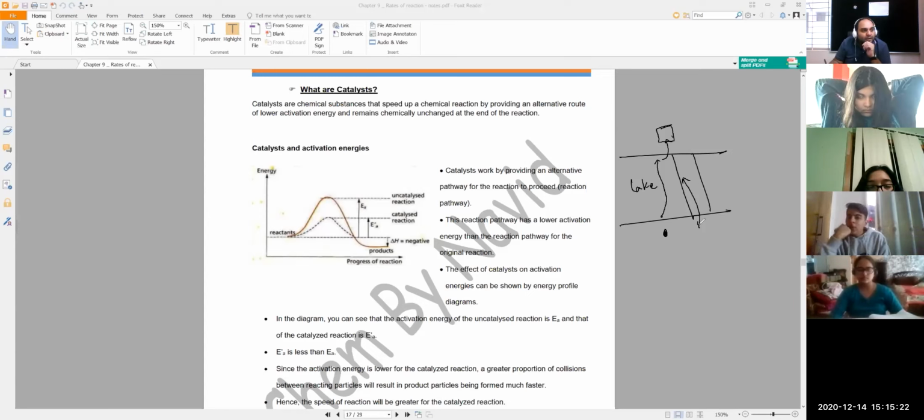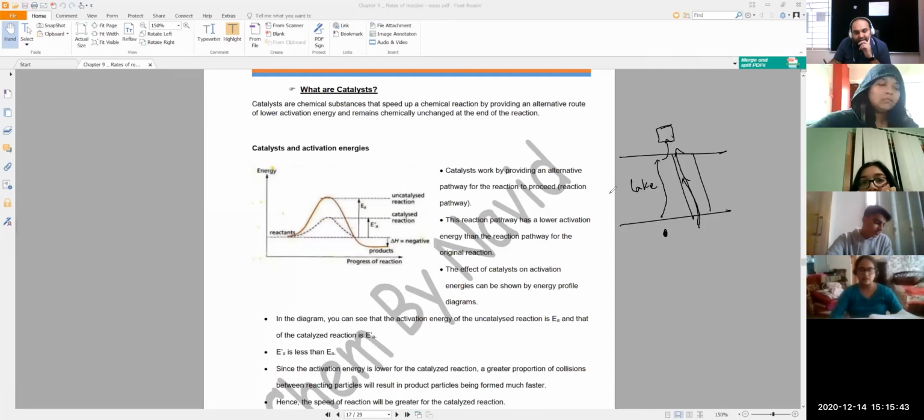But once the bridge is built, no matter how many times you move across this bridge, will the bridge change? It wouldn't, right? It will still remain the same. So a catalyst basically facilitates a reaction by lowering the activation energy.